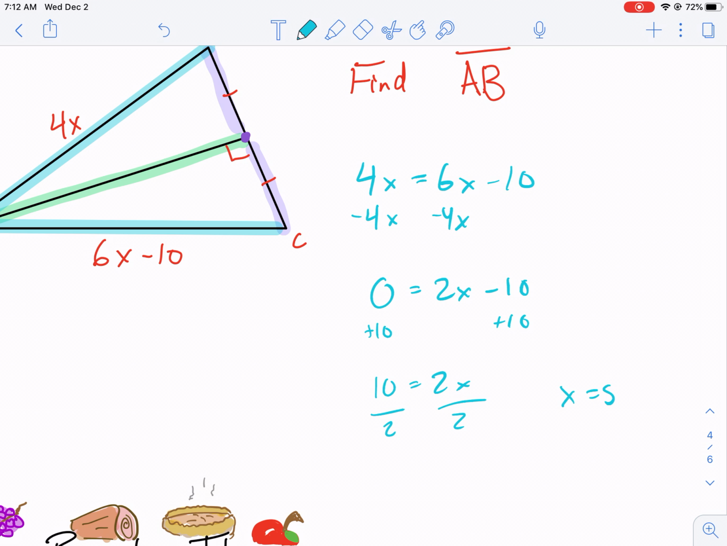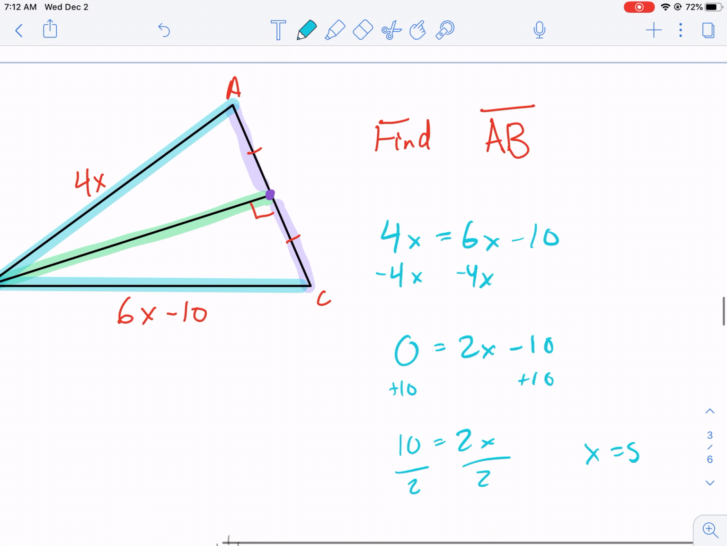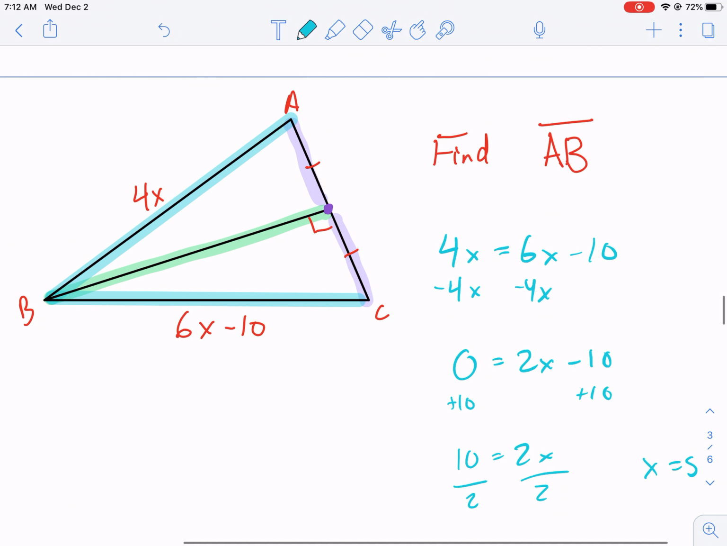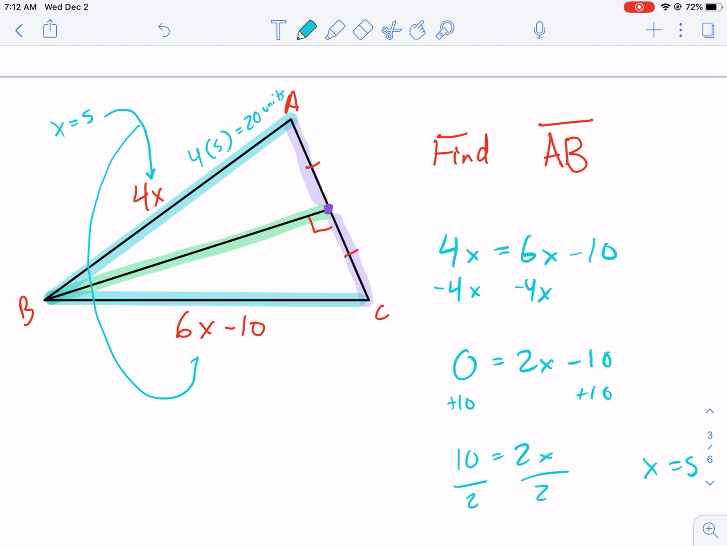Now, don't just circle 5 and say that's your answer. Why? Because it's asking for AB, not for x. So we take x equals 5 and plug it in for x. We get 4 times 5, which equals 20 units. Now, you could also plug it into this other expression. Do you get the same thing?